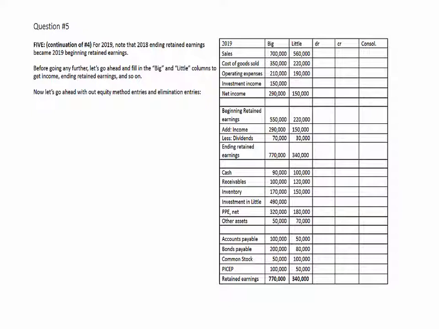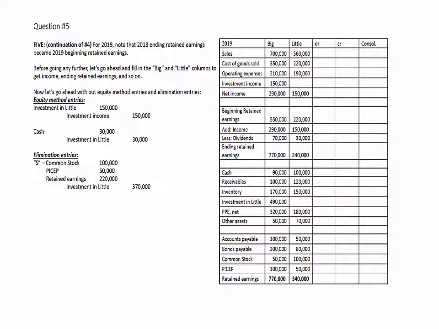Okay, let's go ahead and record our equity method entries and elimination entries. First, our equity method entries, income and dividends. The little company reports earnings of $150,000. We own all $150,000 of that, recording that as an increase in our investment and as investment income. Little pays $30,000 in dividends, of which we receive 100%, and again, that reduces our investment account.